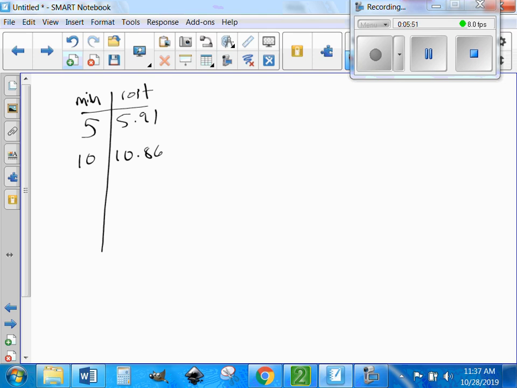So now we can do our change in x, change in y. So we can do 10.86 minus the 5.91, and that's going to give us 4.95. And then 10 minus the 5 gave us 5. So our slope then is that change in y divided by change in x, which is 0.99, which in the context tells us that it was 99 cents per minute.